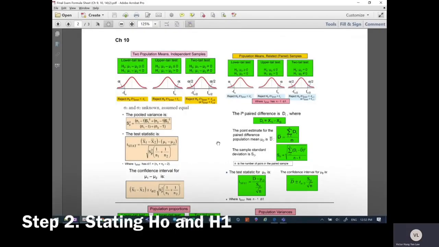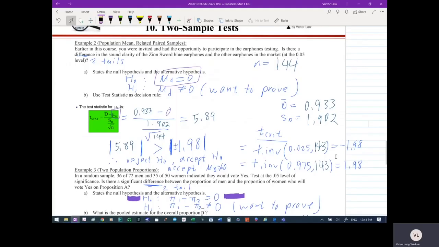Once we have done step 1, knowing which situation we're in and which testing we're dealing with, we go to step 2, which is identifying H0 and H1. We're dealing with a paired sample and a two-tail test. Therefore H0 is mu d equals 0, and H1 is mu d does not equal 0. Mu d is the difference between sample 1 and sample 2. For H1, we want to prove that the mean difference does not equal 0, that they are different. Before we prove that, we have to assume the means are the same. That's what we have in H0.